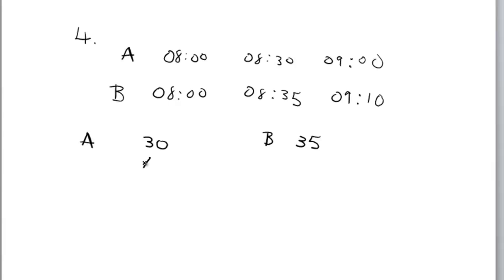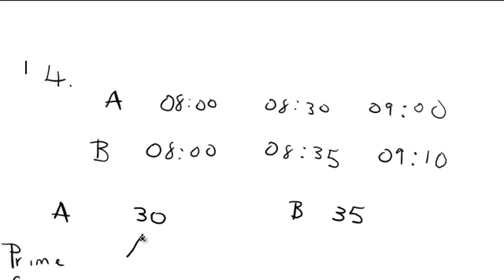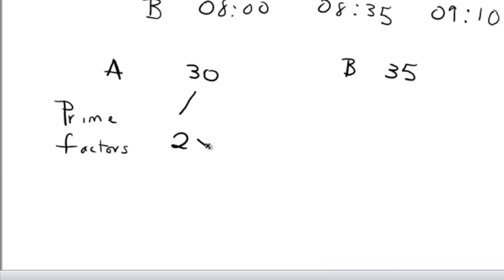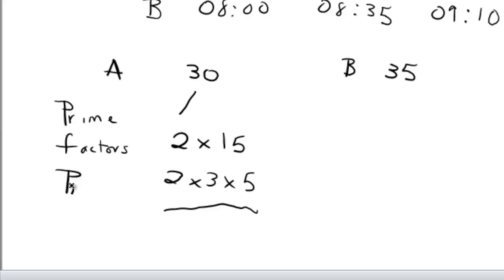And a pretty slick way of doing that is to break 30 down into prime factors. So 30 is 2 times 15, and 15 is 3 times 5. So 30 is 2 times 3 times 5. So now you're expressing the number 30 as a product, because you're multiplying, of prime factors.